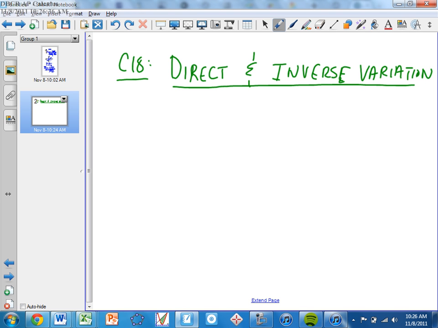All right. Today we are going to look at direct and indirect or inverse variation. Another word for directly related is that the two things are proportional. Another word for inverse variation is indirect variation. So you can use either of those words for either of those things.